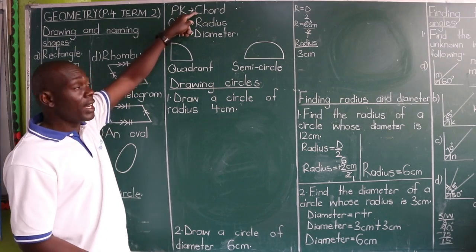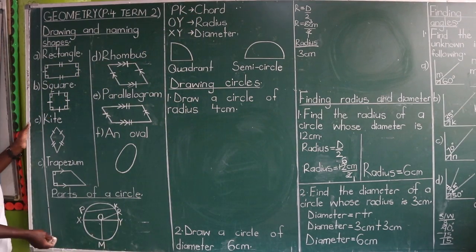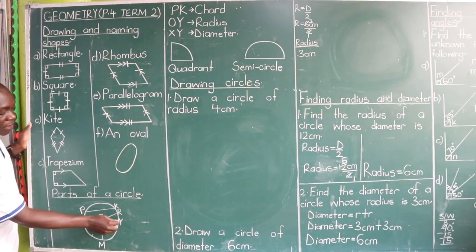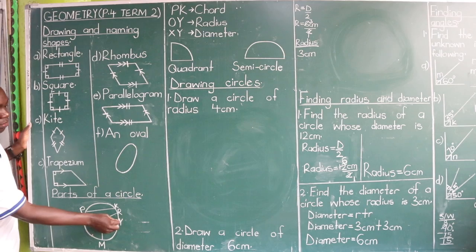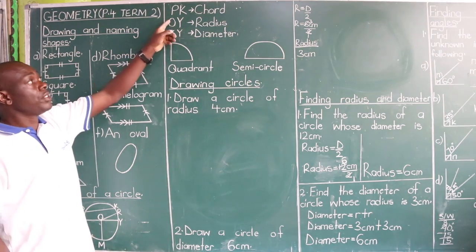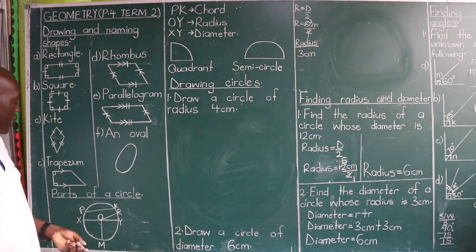C-H-O-R-D is the word chord. Then name line OY. Go back and see. We've got O up to Y. So a line going from the wall of a circle, or from the circumference to the center, is called a radius. So line OY is called a radius, R-A-D-I-U-S.